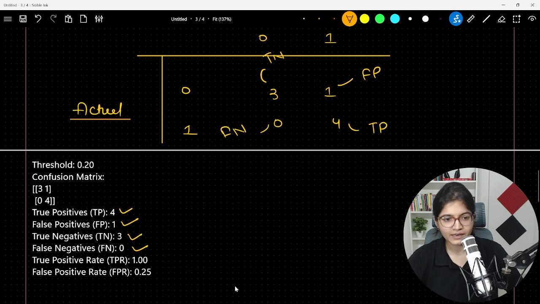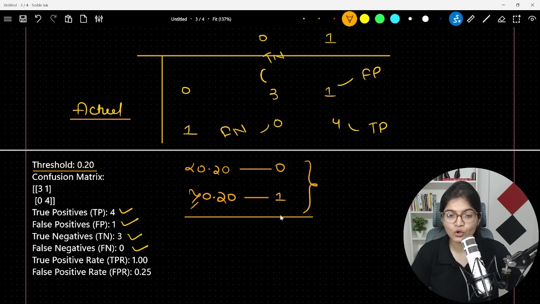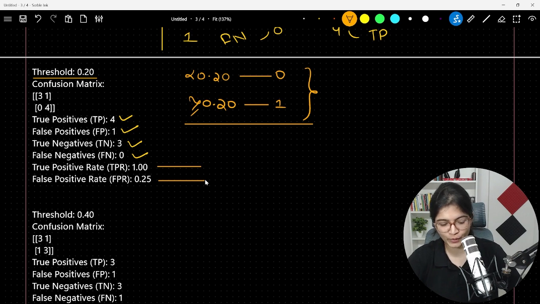Okay, makes sense. Now here you can see that because these values are varying, threshold is 0.20, it means that any probability which is less than 0.20, the answer will belong to the 0 category. More than or equal to 0.20, it belongs to the class 1 category. So in this specific scenario, we are getting four values: TP, FP, TN and FN. Then we evaluate with the given formula the value of TPR and FPR, and we got that value as 1 and 0.25.